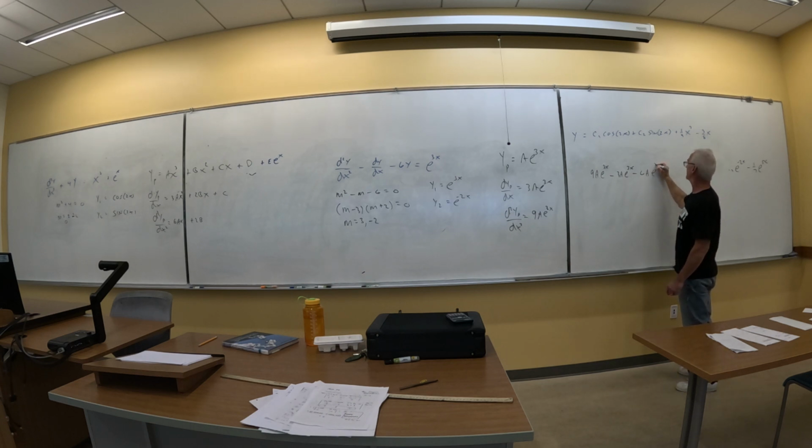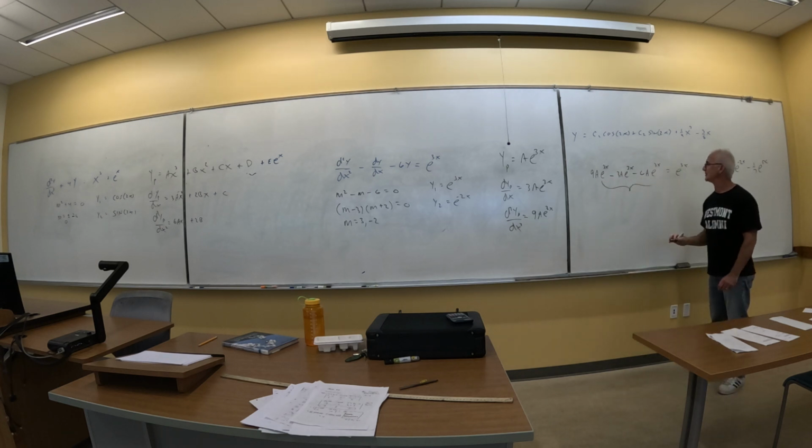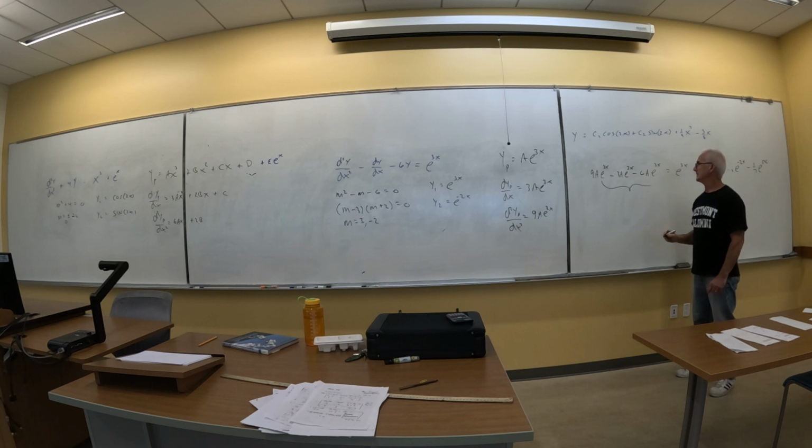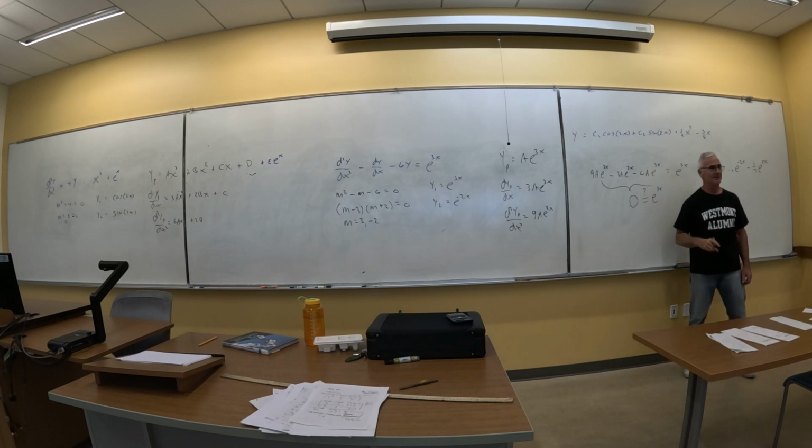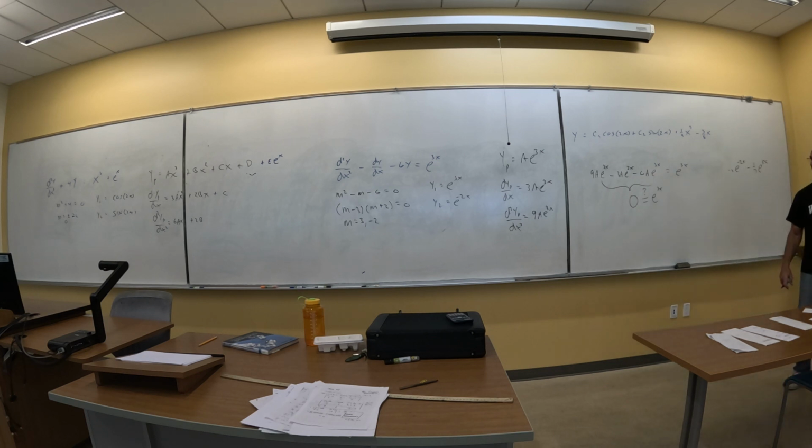Where's e to the 3x? And of course that equals e to the 3x. And so when I combine these guys, they add up to zero. Houston, we have a problem. That doesn't work. They should add up to e to the 3x, not zero. And yp is supposed to be x e to the 3x.